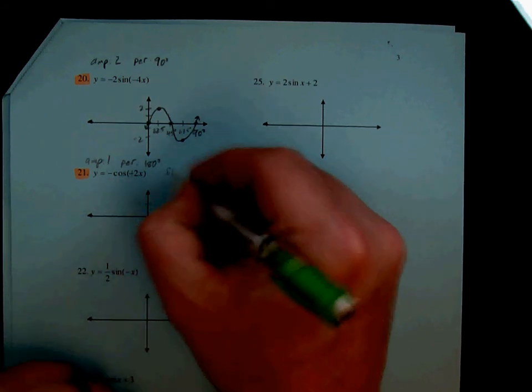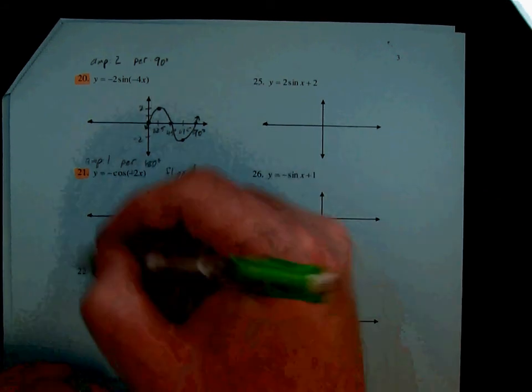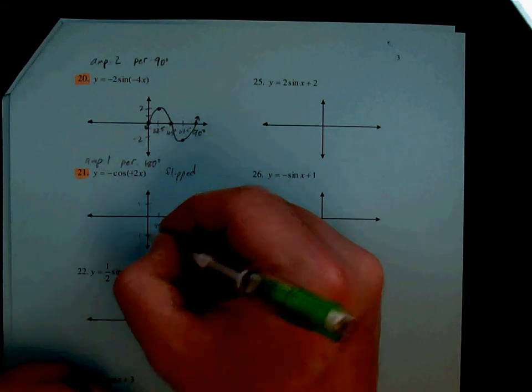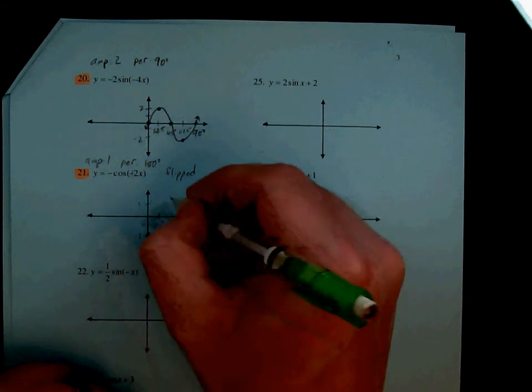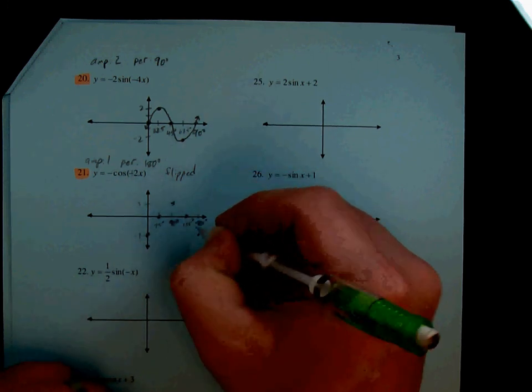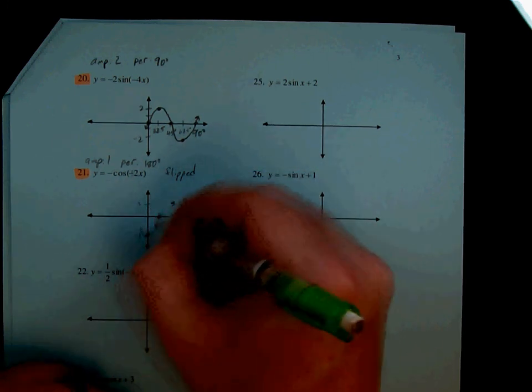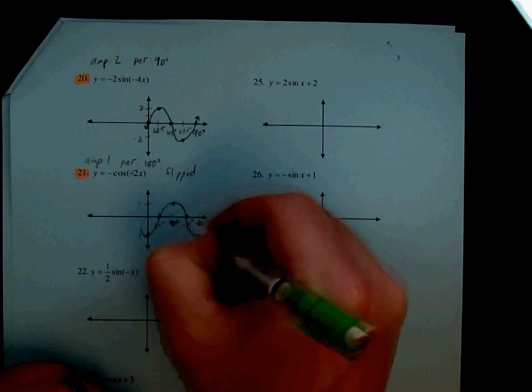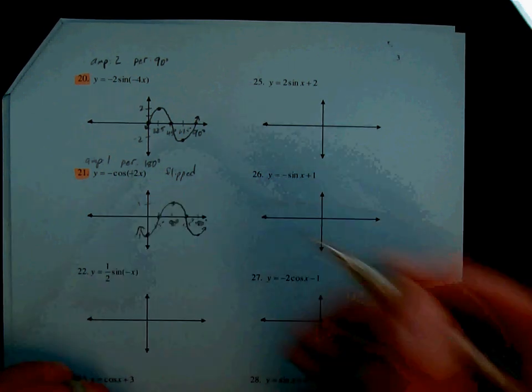It doesn't get unflipped. So cosine normally starts at the max, but because it's flipped, it's going to start down here at the min. Work its way up to the 0, up to the max, back down to the 0, back down to the minimum. And there we have it.